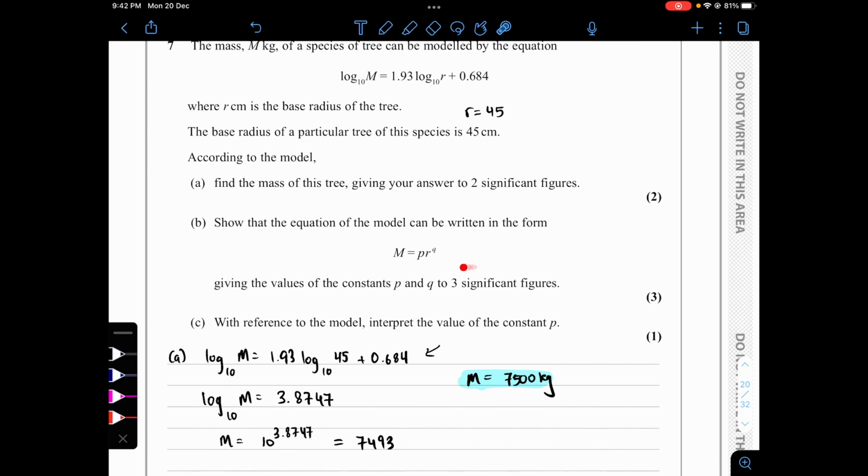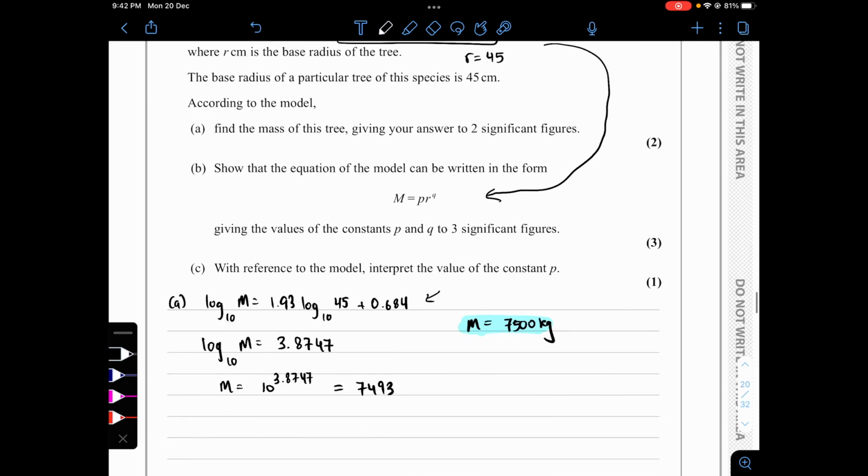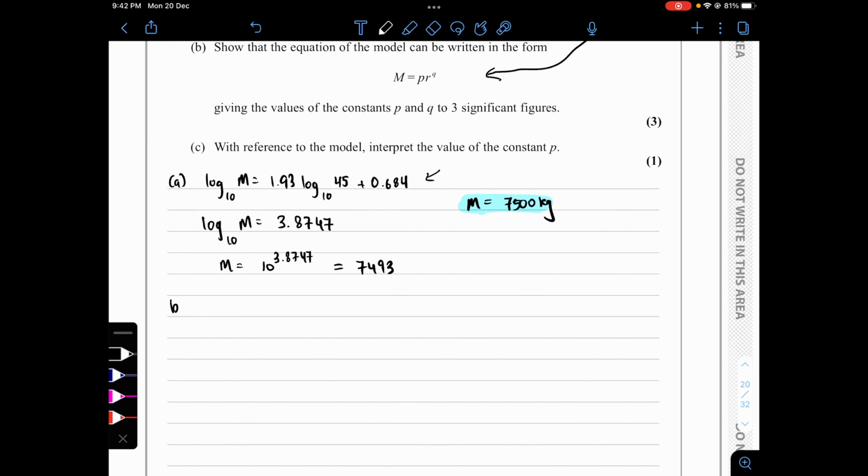of this model can be written in the form m equals p times r to the power q, giving the values of p and q to 3 sig fig. Now they want to convert this into this. You can see that there's logs involved. So what we can do in the beginning, right? So it's part B. In the beginning, we can log both sides. Let's log both sides, and obviously to the base 10. So that'll be log base 10 m equals log base 10 p r to the power q.